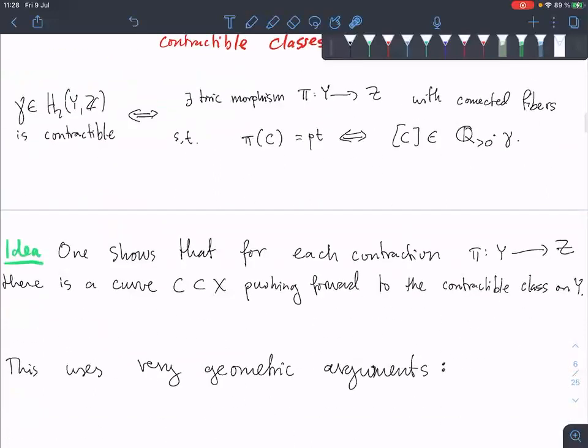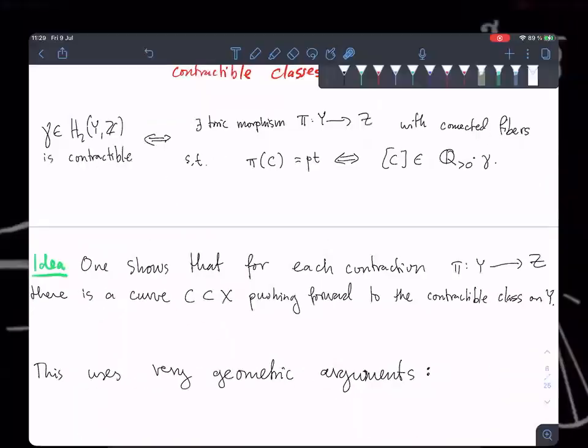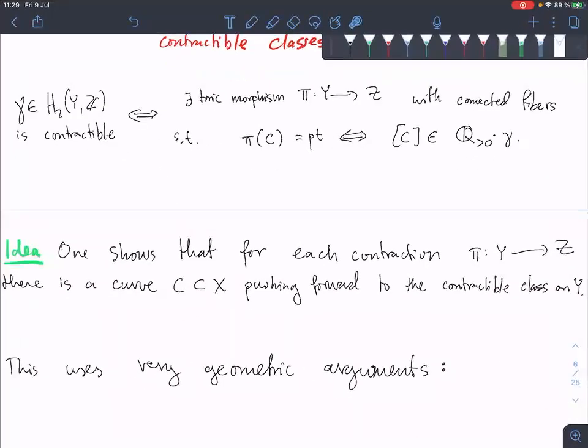And so the idea of the proof is that, yeah, one shows that for sorry, can you hear me? Is the sound on? Yes. Yeah. Okay, great. Sorry.